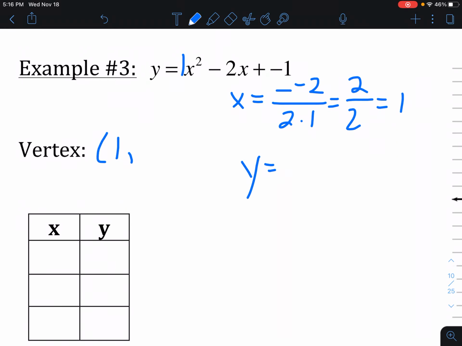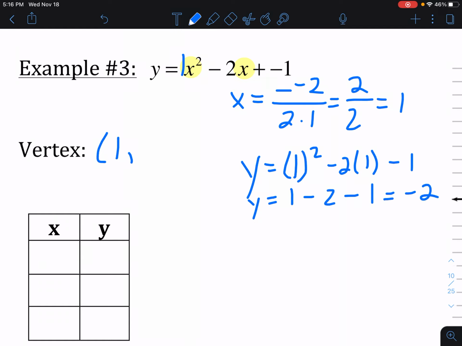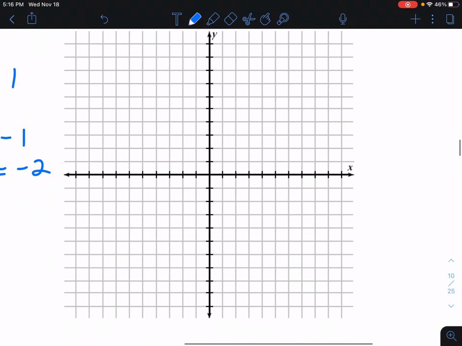Now, take the 1 and plug it in for the x's in the equation here and here. So that'll be 1 squared minus 2 times 1 minus 1. So multiply, and then add those up. And I'll have the y-coordinate, negative 2. Again, be careful with your order of operations when you're finding your y values. Make sure you're doing exponent first, then multiply, and then add. Okay, so my vertex is 1, negative 2.